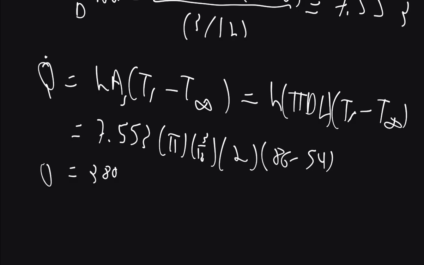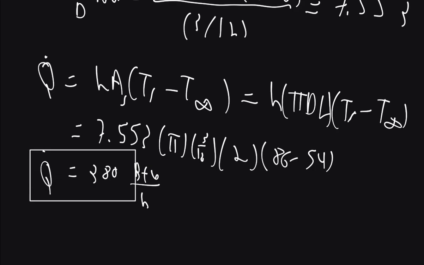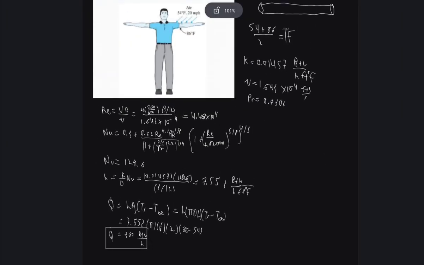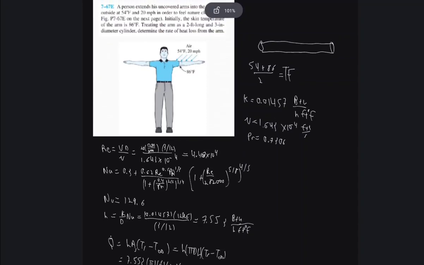What's the unit of Q dot? Well, it's an energy transfer rate, so BTU, because we're in English, and then time. The time we have for everything else is in hours, or that is our unit from h. So 380 BTUs per hour. And that is how you do this question.